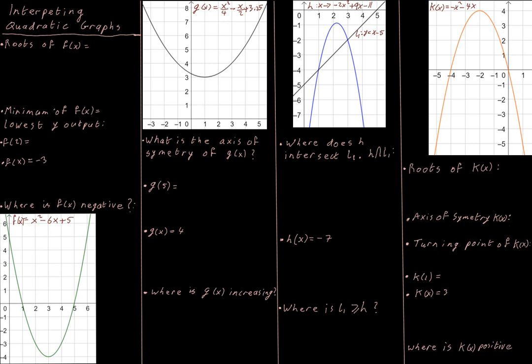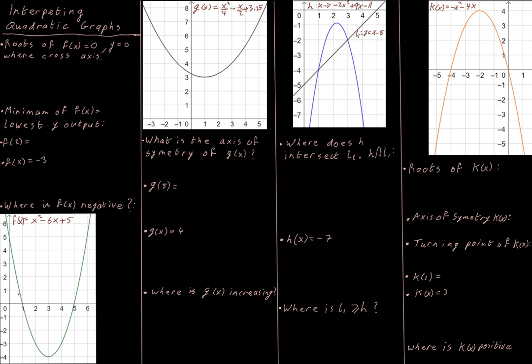And we're going to begin by looking at the roots of our first quadratic. f of x is equal to x squared minus 6x plus 5. So it's a positive quadratic. We can see a smile. And its roots mean where are we crossing the x-axis, or where is y equal to 0. So where is f of x equal to 0? Where is y equal to 0? Where do we cross the x-axis?